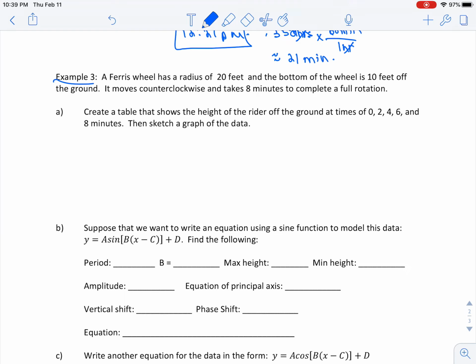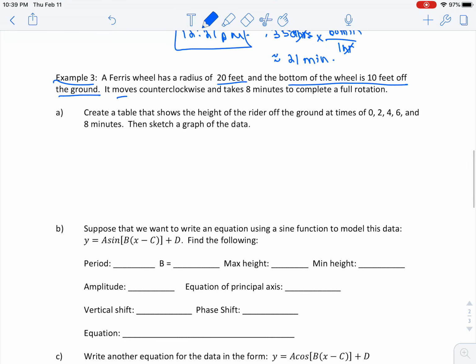It says a Ferris wheel has a radius of 20 feet and the bottom of the wheel is 10 feet off the ground. It's going to move counterclockwise and it takes 8 minutes to complete a full rotation. So the first thing they ask us to do is to create a table that shows the height of the rider off the ground at certain times. You'll see in just a minute that these are key, easy times to find the height off of the ground.